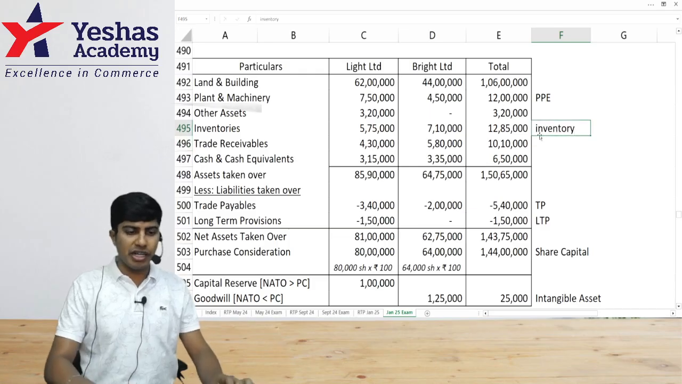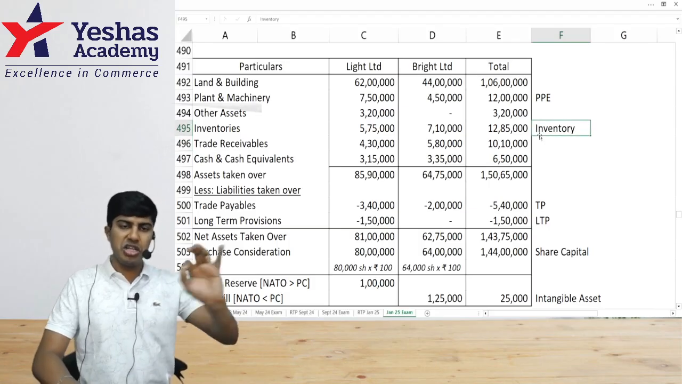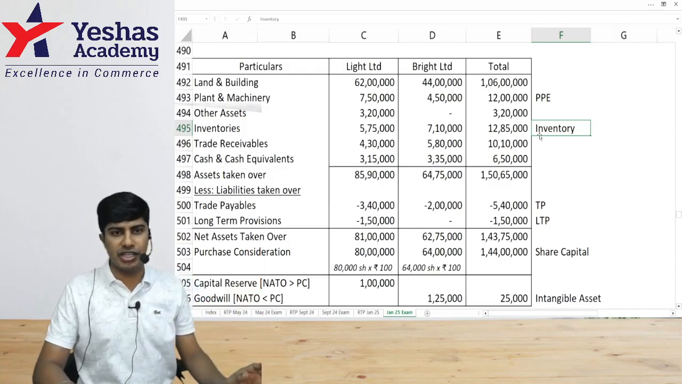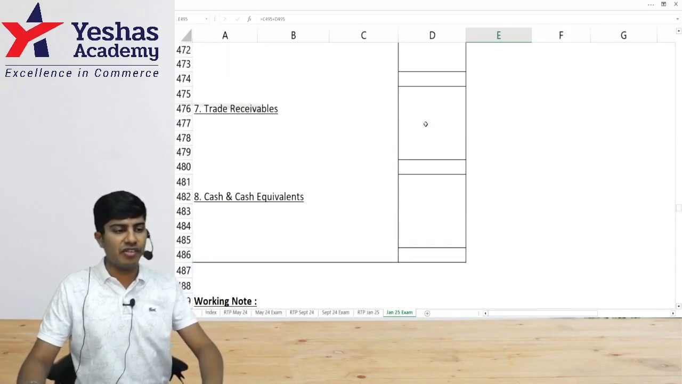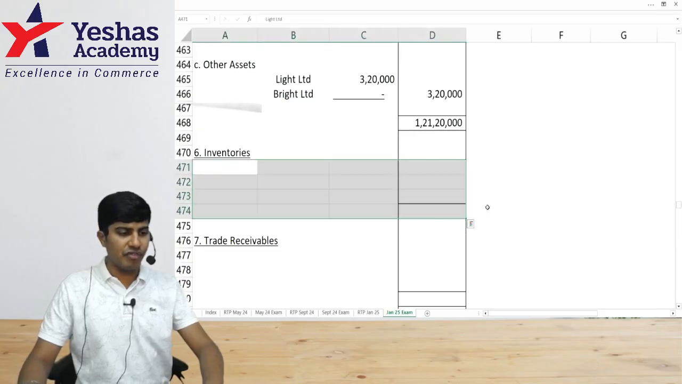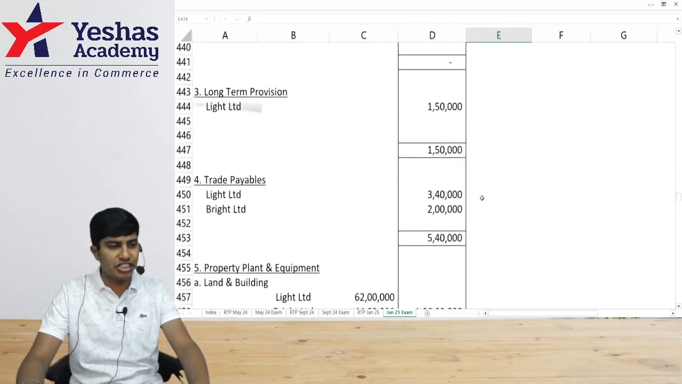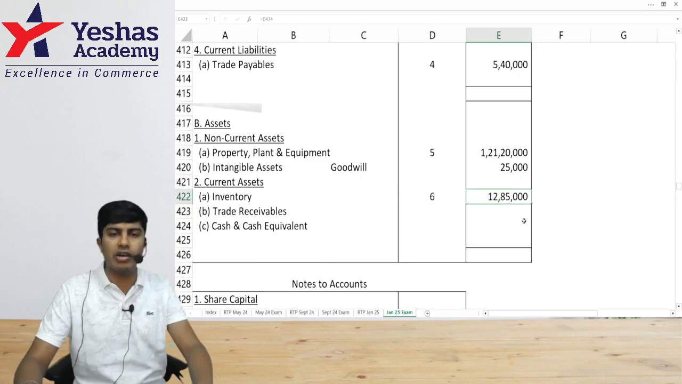Every place I'm writing it again and again in detail. You can write it much simpler when you write. This is ultimate detail, self-learning type. Just if someone sees the PDF only, they should understand the answer types. 12 lakh 85,000. Split is 575 and 710. I'll write inventory 575 and 710, 12 lakh 85. Posted to balance sheet, how much? Posted to balance sheet, inventory 12 lakh 85.